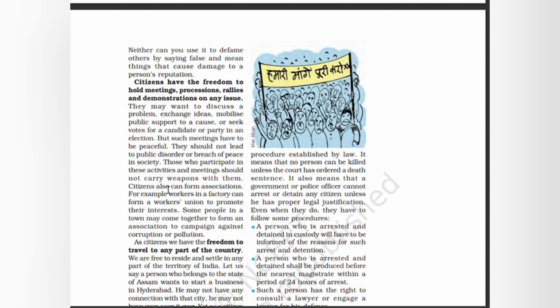Citizens can also form associations. For example, workers in a factory can form a workers' union to promote their interests. Some people in a town may come together to form an association to campaign against corruption or pollution.